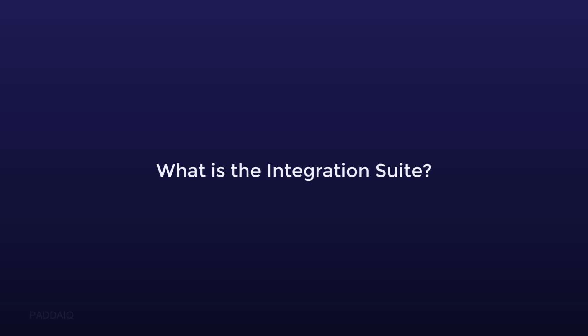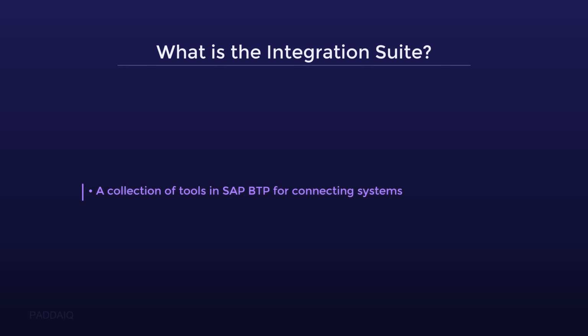The Integration Suite is SAP's unified platform for enterprise integration. A collection of tools in SAP BTP for connecting systems. This means it is a set of capabilities that enable different applications, whether on-premise or in the cloud, to communicate and share data seamlessly. For instance, it can link your e-commerce platform with your inventory management system. This ensures your business processes run smoothly and efficiently across various platforms.